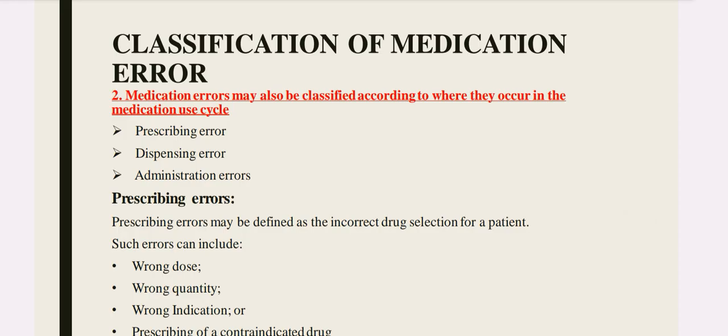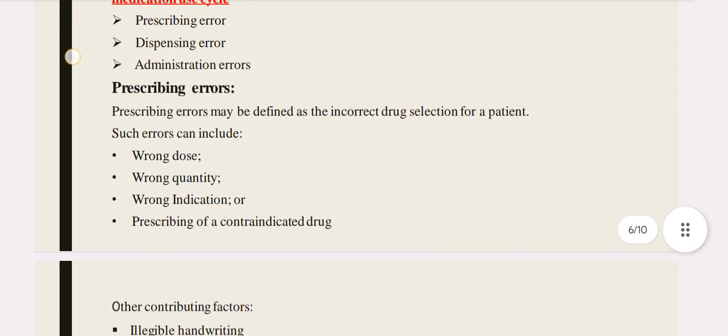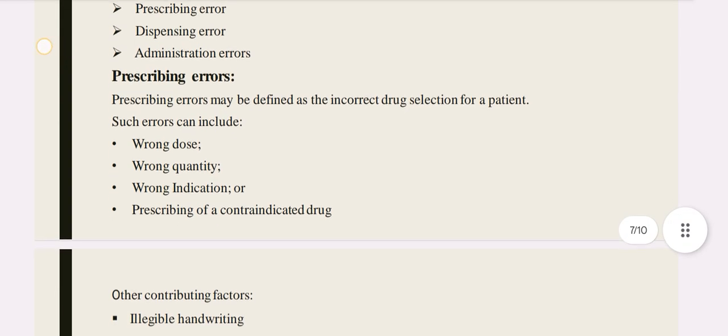Medication errors are further classified according to where they are occurring in the medication use cycle. They are divided into prescribing errors, dispensing errors, or administration errors. Prescribing errors are the errors that occur during the prescription, like the incorrect drug selection for a patient. These errors include wrong dose, wrong quantity, wrong indication, and prescribing of contraindicated drug.